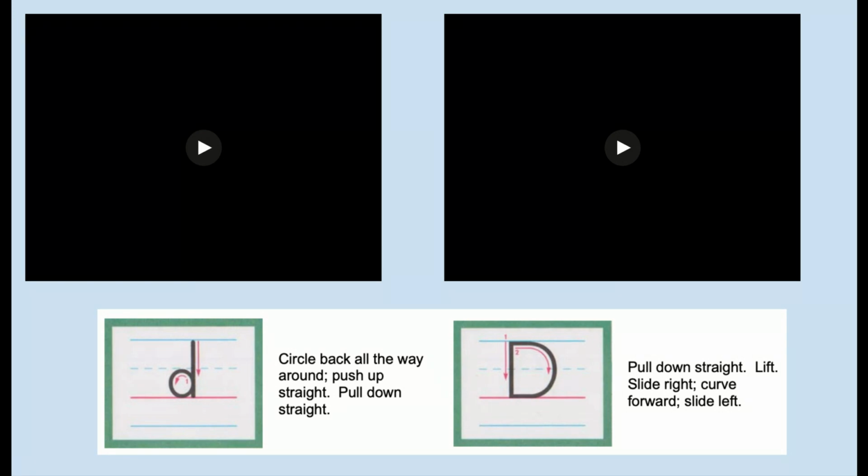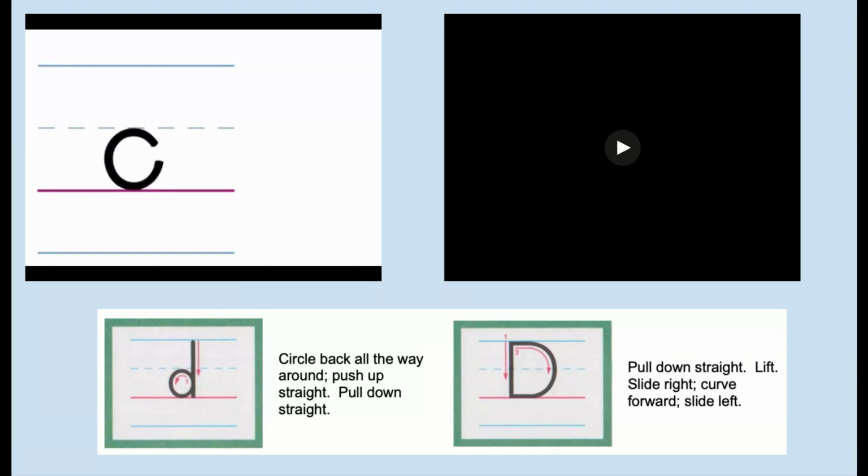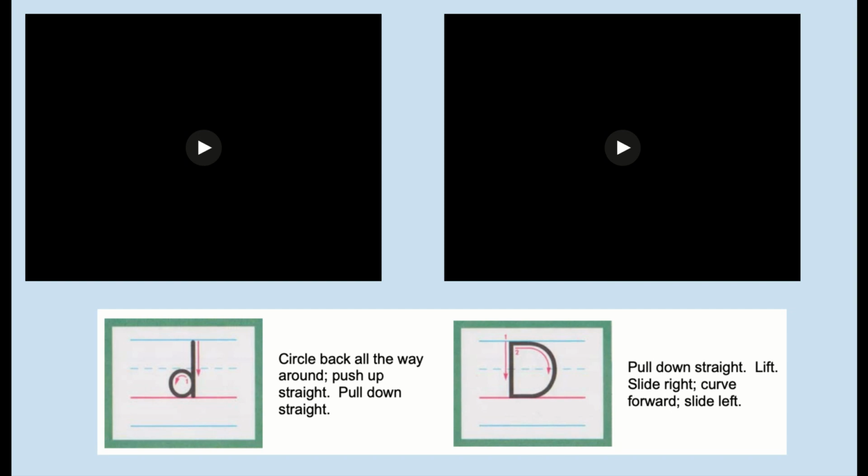All right, pick up your pencil and now let's practice making a lowercase d along with the video. Lowercase d. 1. Circle back all the way around. Push up straight. Pull down straight. Lowercase d. Good job. Put your pencil down and now let's watch as the video describes how to make an uppercase D.